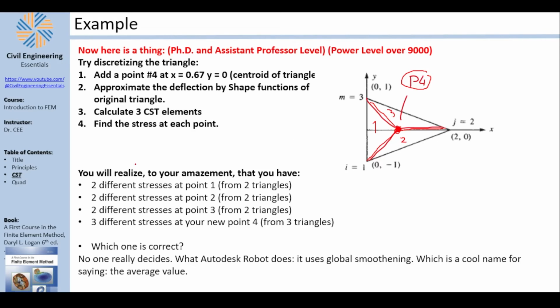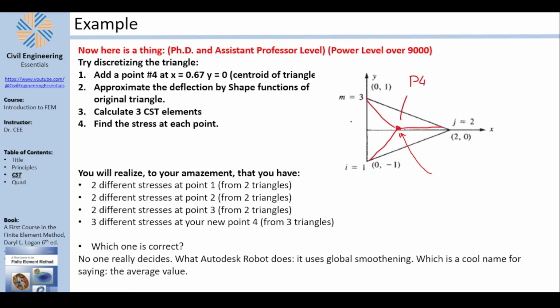Now, you could assume that the movement in the centroidal point is basically the average movement of all points. You could also find the displacement here from the shape functions, because it has an x, it has a y, so you can use the shape functions of the big triangle to further fine-tune the triangle. I know this sounds a little bit crazy for other people, but I think my PhD and assistant professor people, if they watch this channel, actually know what I'm talking about. So, assuming you have a point 4 and that you know its displacement, you could, of course, discretize your structure or your element into 3 triangles.